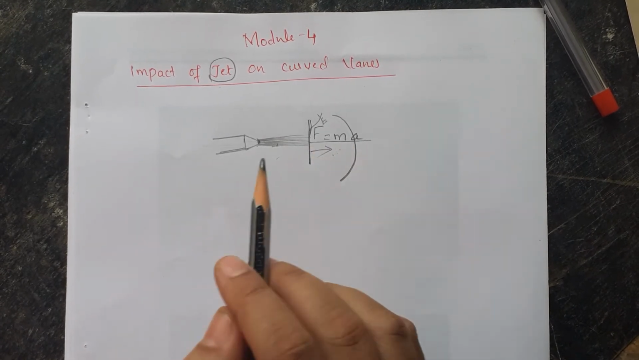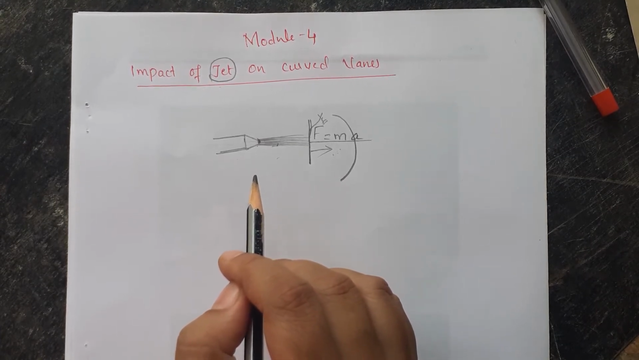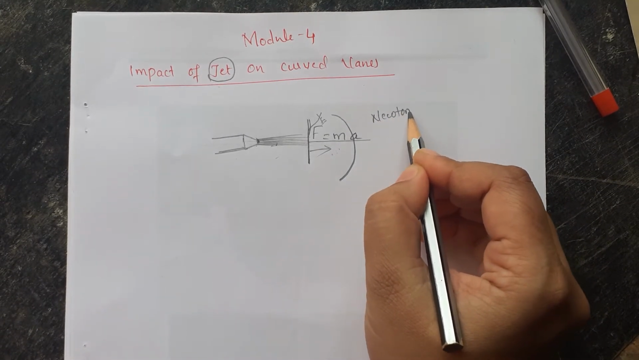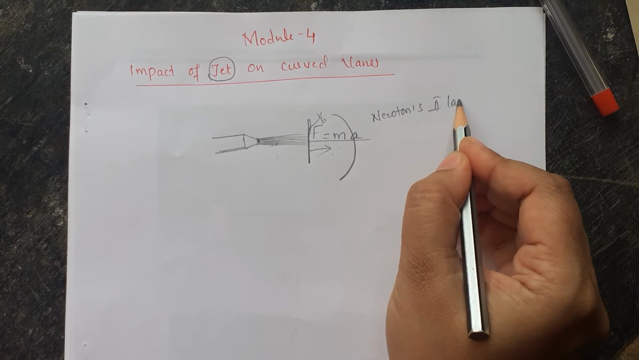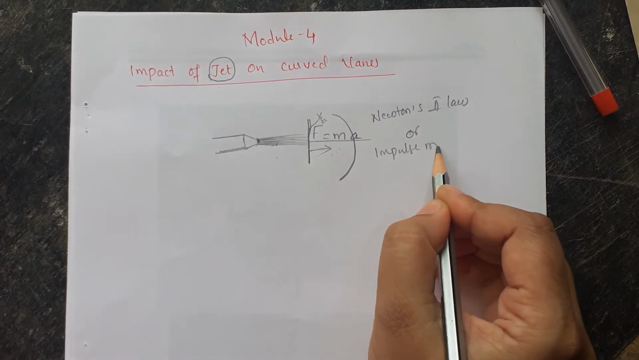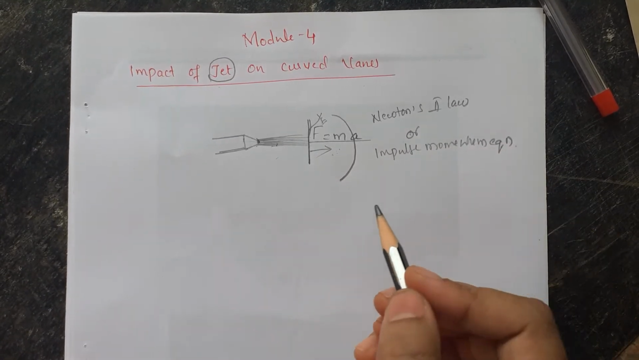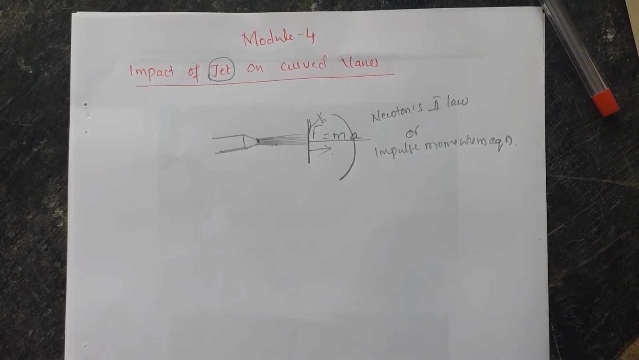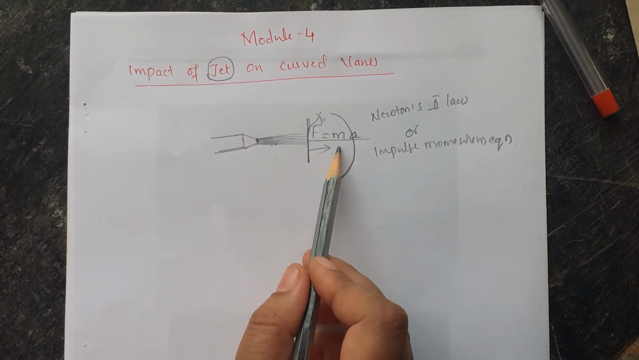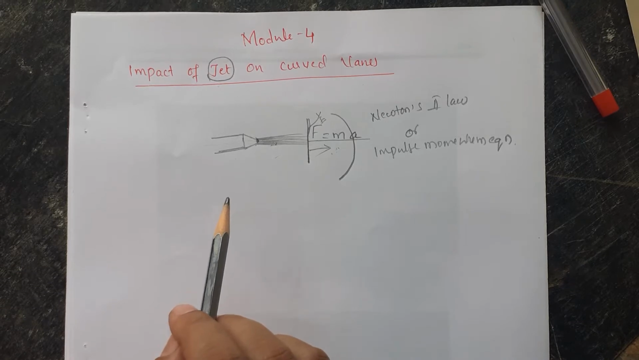This force is obtained from Newton's second law of motion, as you know, F is equal to m into a, or from the impulse momentum equation. Impact of jet means the force exerted by the jet on a plate which may be stationary or moving.